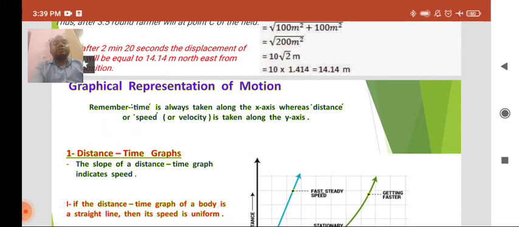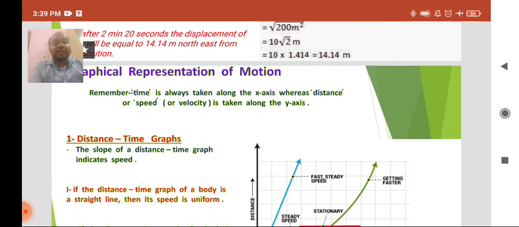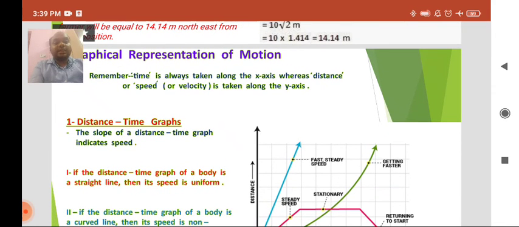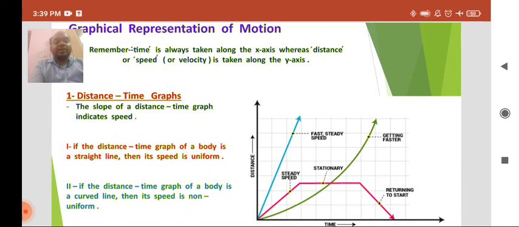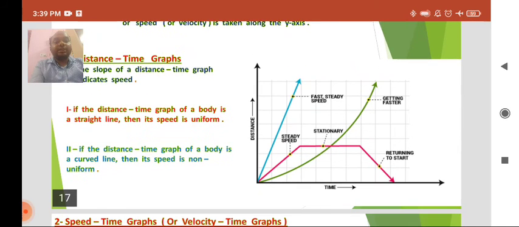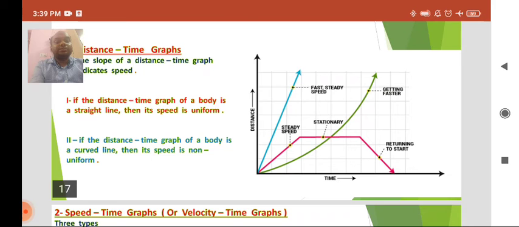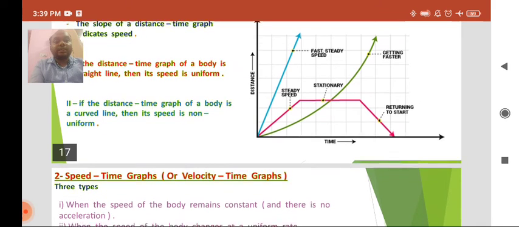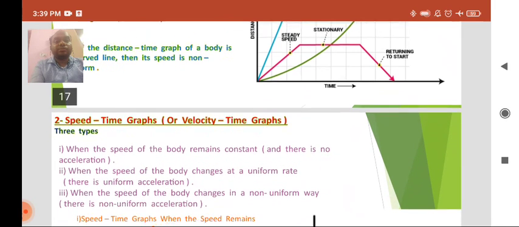As you know, there are three types of motion equations. First, the distance-time graph. The slope of a distance-time graph indicates speed. If the distance-time graph of a body is a straight line, then its speed is uniform. If the distance-time graph of a body is a curved line, then the speed is non-uniform.